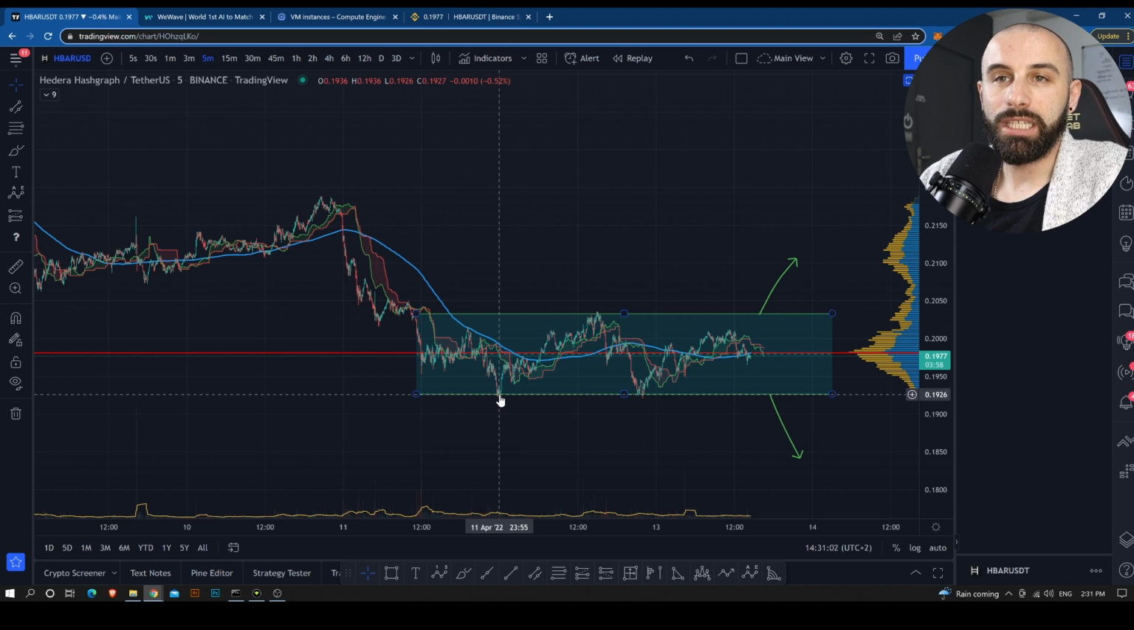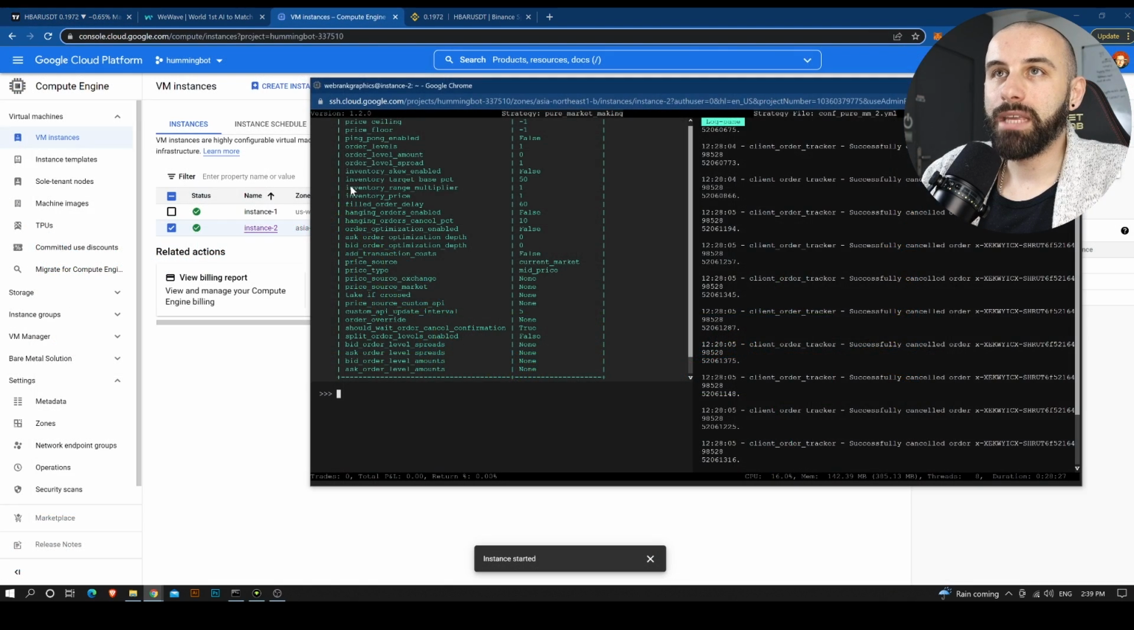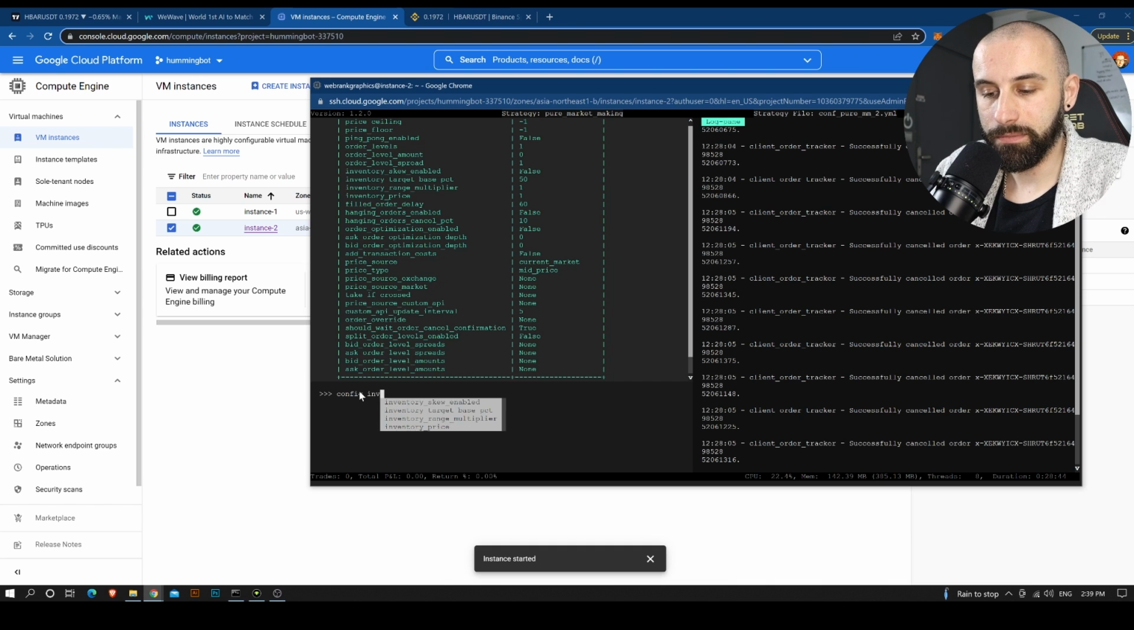If I want to do this, and it is recommended that you do this, you will need to use the inventory skew configuration. So I can manage my inventory right here with these two configurations: inventory skew and inventory target base percentage. We will start with enabling inventory skew because by default it is disabled. So config inventory.